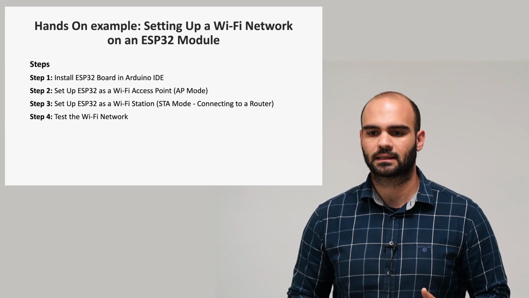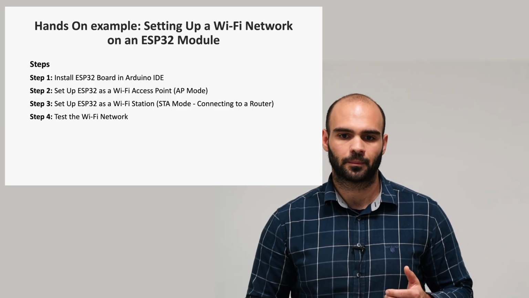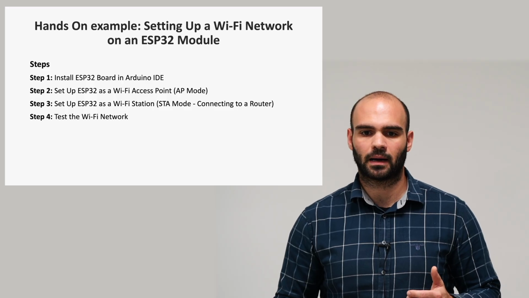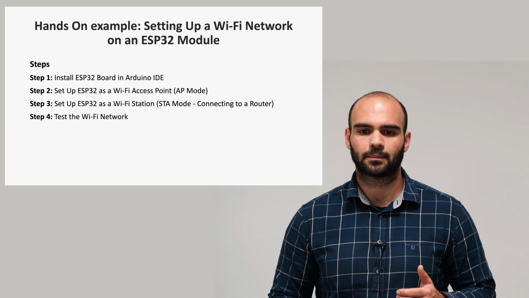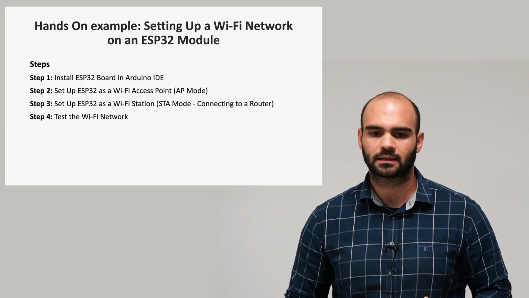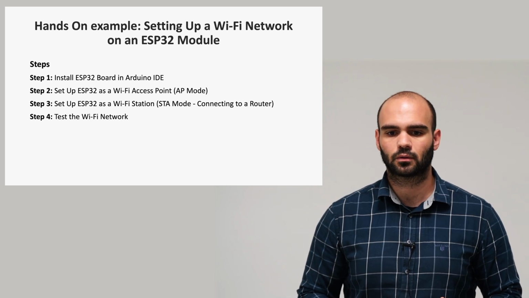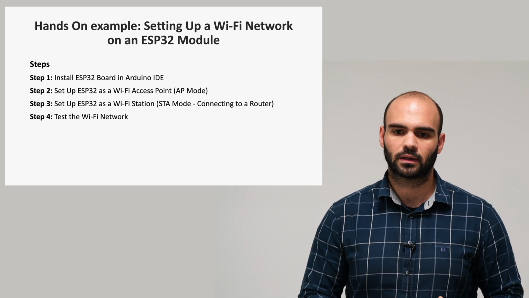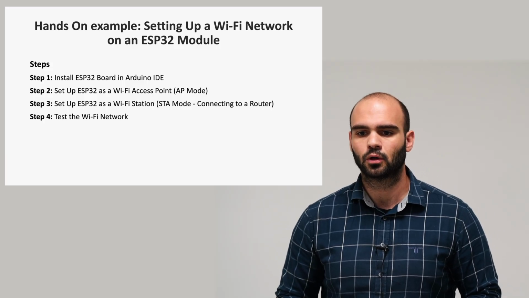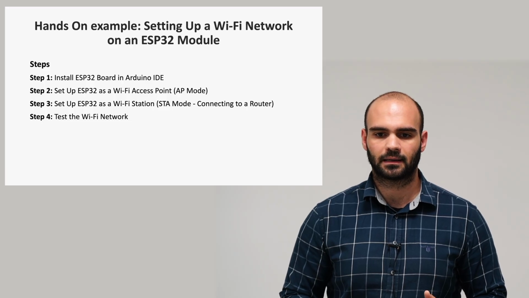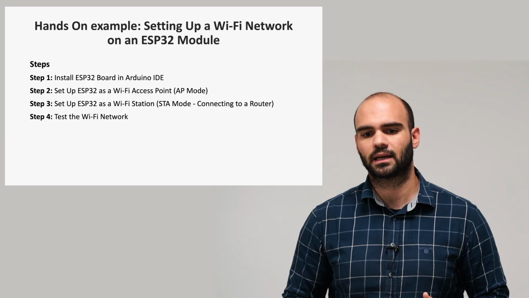Now, let's look at a hands-on example of setting up Wi-Fi on an ESP32 module. Step 1. Start by installing the ESP32 board package in the Arduino IDE, so the software recognizes the module. Step 2. Configure the ESP32 as a Wi-Fi access point, or AP mode, which lets other devices connect directly to it. Step 3. Then switch it to station mode, or STA mode, to connect the ESP32 to an existing Wi-Fi router. Finally, in Step 4, test the setup to confirm successful network connection and communication.